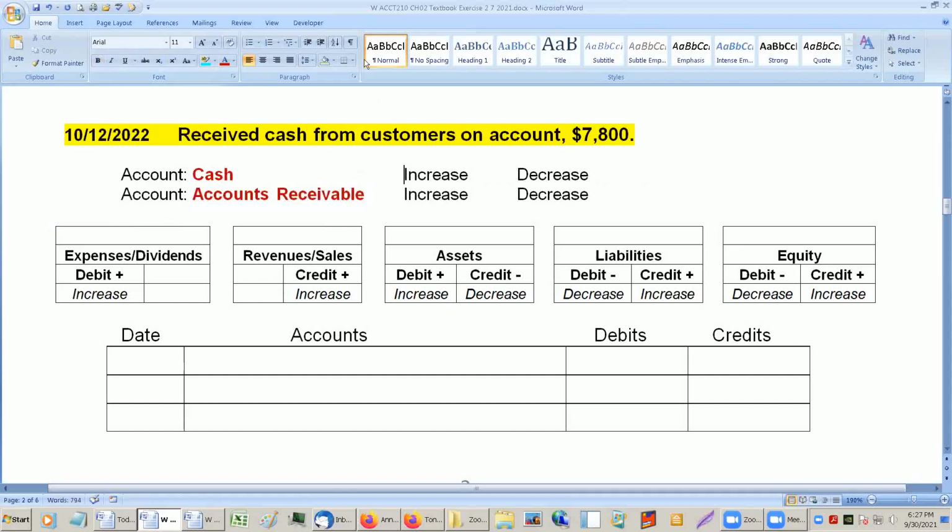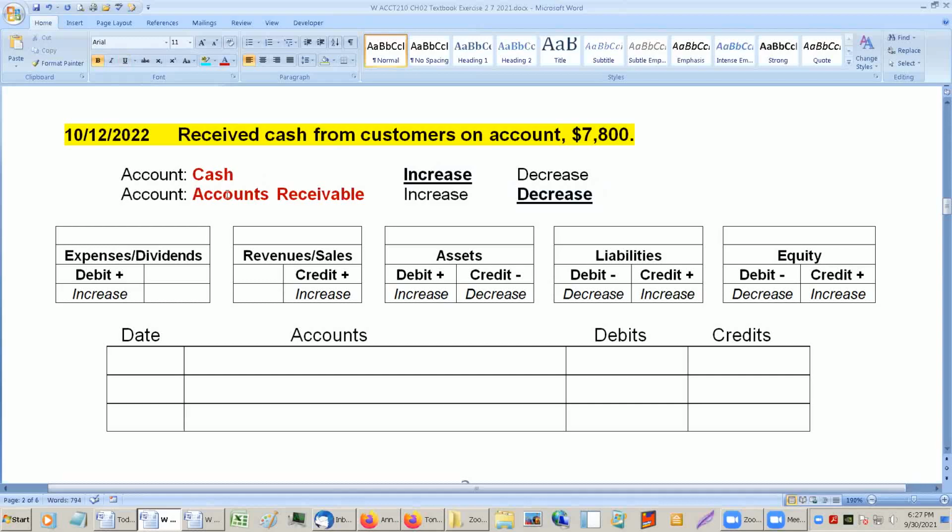Okay, is cash going up or down? Up. Tricky one, accounts receivable. Down. Yeah, they no longer owe us. Now, we'd rather have the cash than the accounts receivable, so we're happy about that.